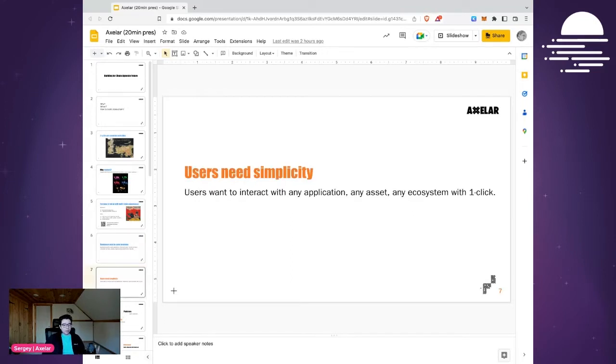And on top of it, we have to enable these developers to build user experiences that have simplicity at their core. When I say simplicity, we need to be able to allow users to interact with any application, any asset on any ecosystem with one click. We're not there today, but this is the goal, and this is the future that we have to work towards to continue increasing the ecosystem, to continue inviting more and more users to it.